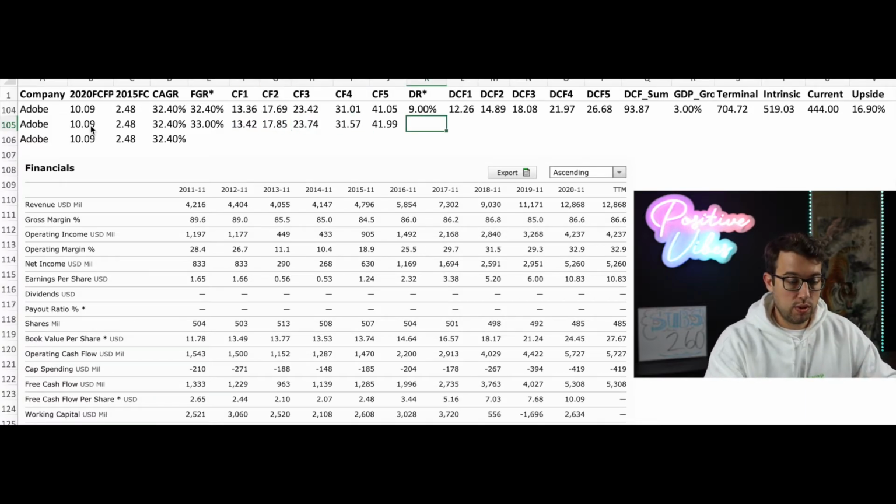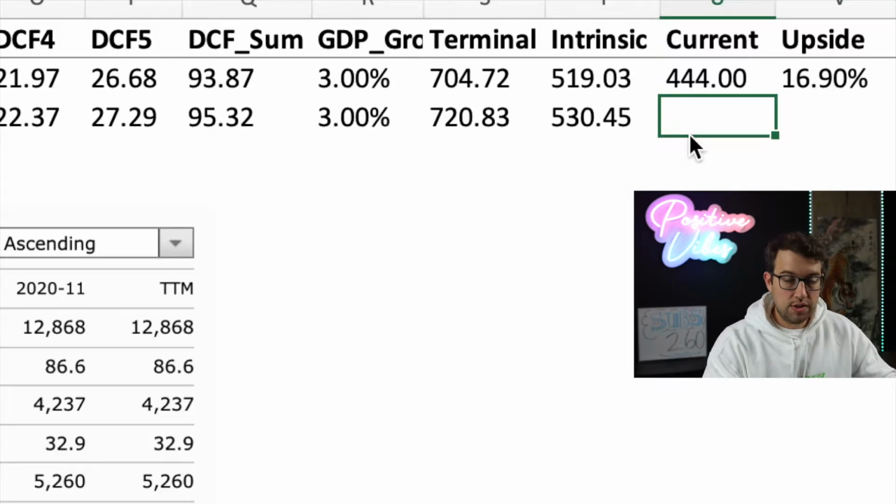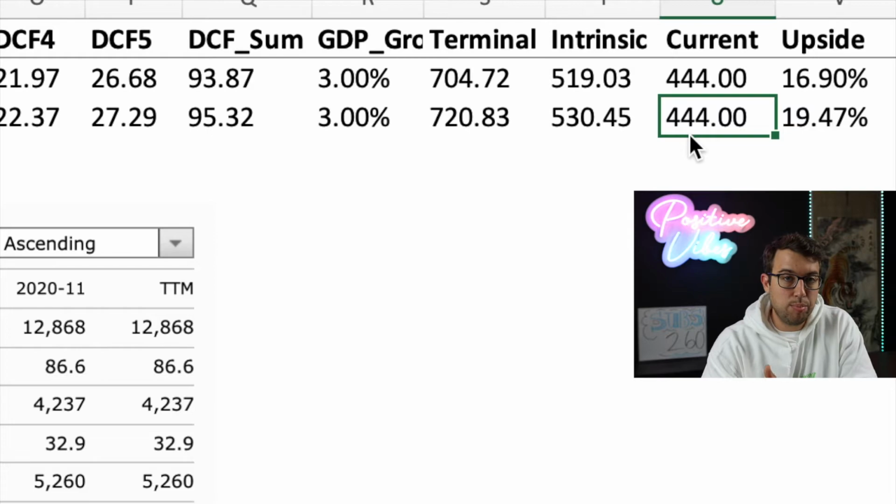The discount rate is going to stay the same. GDP growth rate is going to stay the same. So that is going to give an intrinsic value of $530 per share. It's currently trading at $444 per share. So that is 19.47% immediate upside. So in theory, according to my model, this stock is 20% undervalued.